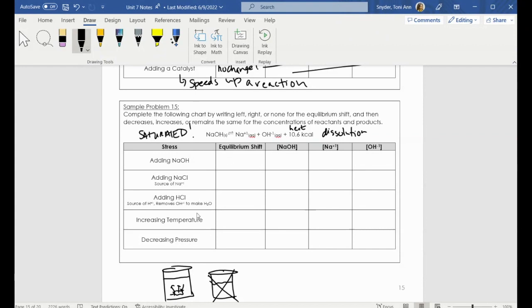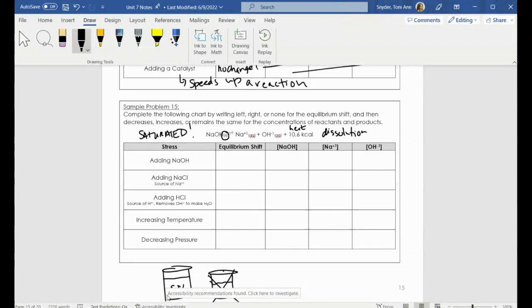So let's see, considering this, if I add sodium hydroxide to a saturated solution, okay, I'm adding solid sodium hydroxide. I have this beaker that's already maxed out with how much it can dissolve. If I add more sodium hydroxide, I can't make more product because it's already maxed out, right?